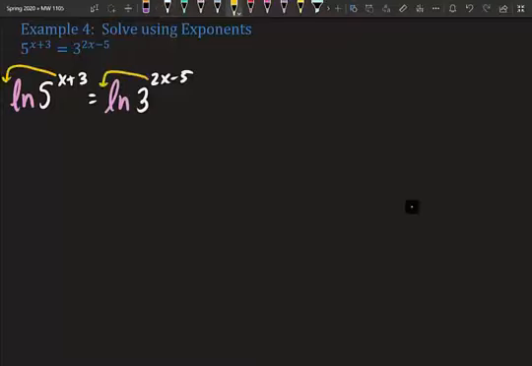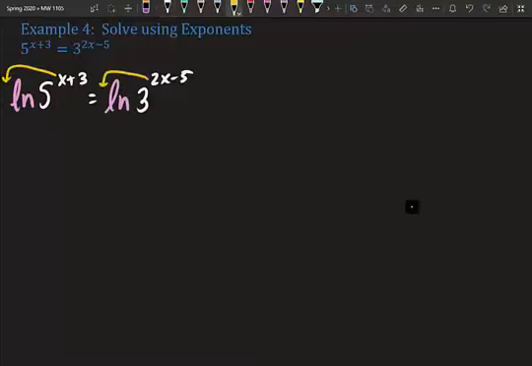Okay, we did that. Now, anytime we see parentheses and something outside, what do we usually do? We usually distribute, and that's exactly what we're going to do. When we distribute, it's x times ln 5, so you just write it next to it. We have x ln 5. I accidentally said ln 3, but you get it. And then we have 3 ln 5 equals 2x ln 3 minus 5 ln 3. Excuse my dogs barking. I can't lock them up.